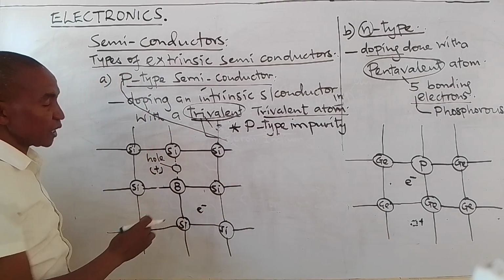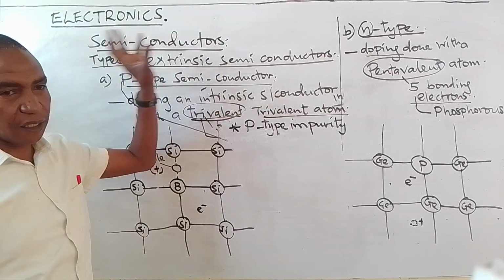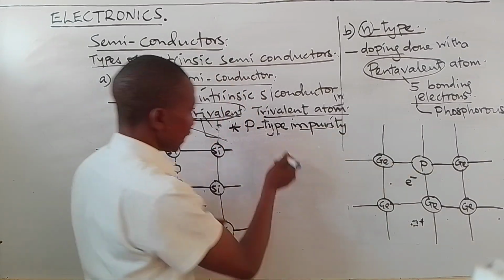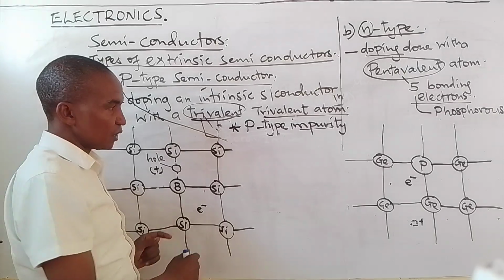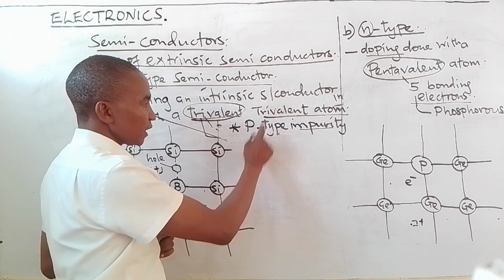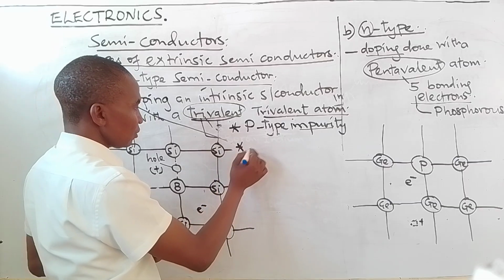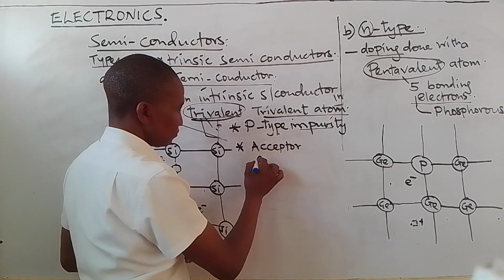The extrinsic semiconductor is not a pure semiconductor. Intrinsic semiconductor is a pure semiconductor. So this is an impurity added to the pure semiconductor to enhance conductivity. So we call this trivalent atom a p-type impurity, and we can also call it an acceptor atom.